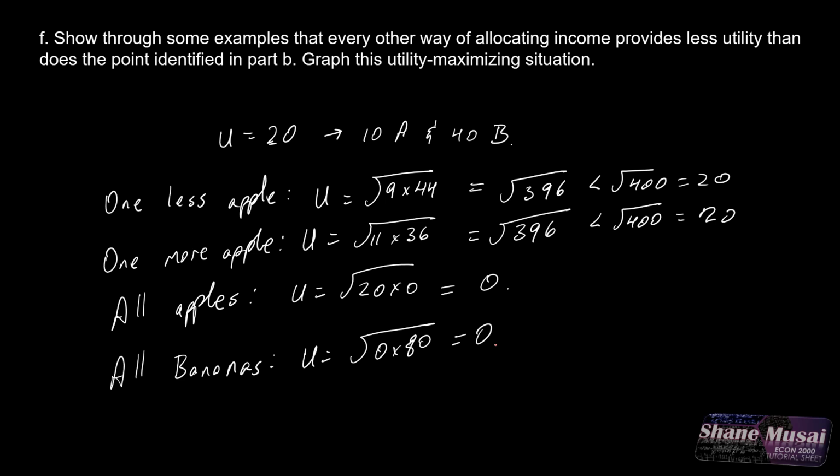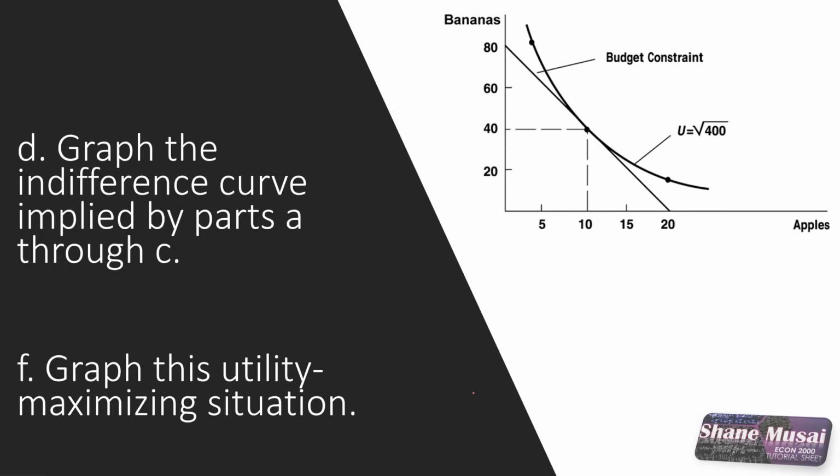And the last part of this question asks to graph the utility maximizing solution. And this is why I skipped Part D before, because we will draw everything in one graph. And this is the graph that you are asked to draw here. So this here is your indifference curve, and this here is your budget constraint. This point here, where the budget constraint is tangential to your indifference curve, that is your utility maximizing point, which was the same combination that we calculated in Part B, with 40 bananas and 10 apples. And that's it for this question.